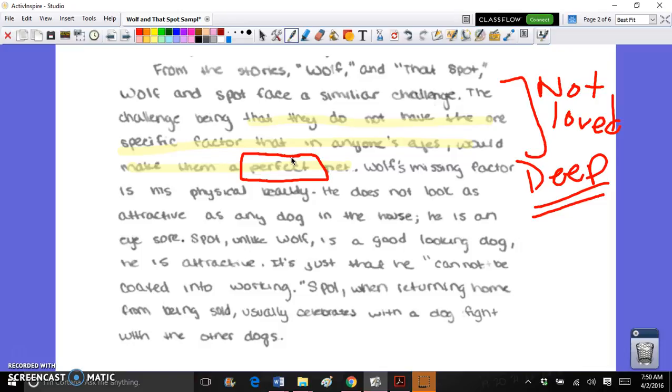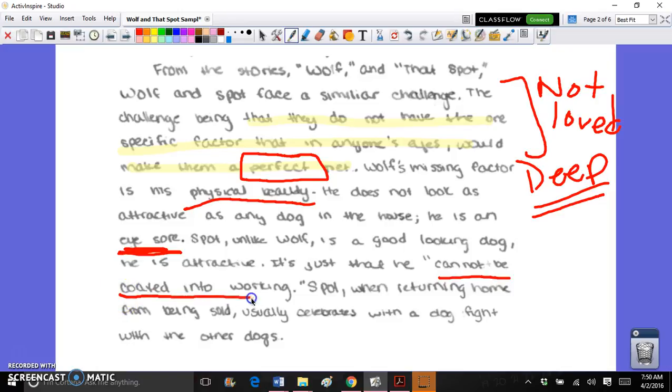"What does that mean? Wolf's missing factor is his physical beauty. He does not look as attractive as any dog in the house. He is an eyesore." Even that vocabulary right there, to use that expression eyesore, is very sophisticated. "Spot, unlike Wolf, is a good-looking dog. He is attractive. It's just that he cannot be coaxed into working."